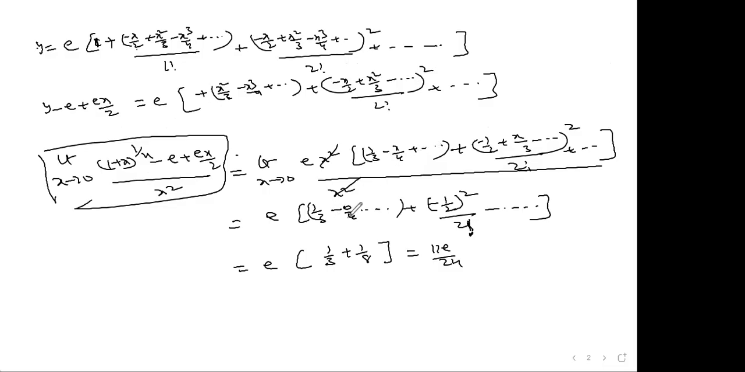For the first bracket, I got it this way, and for the second bracket, I got it this way. The rest of all are what you know very well: they will be zeros. So finally, what is the left out one? 1 by 3 plus 1 by 8. When you take the LCM, 11e by 24 is the answer.